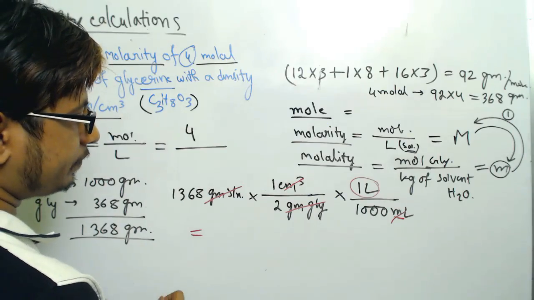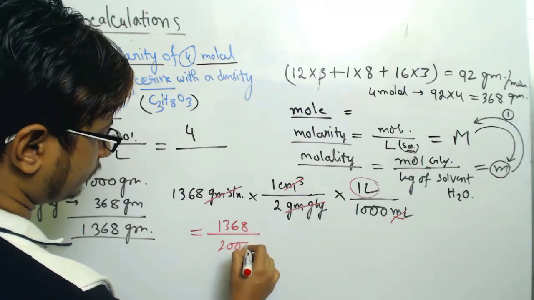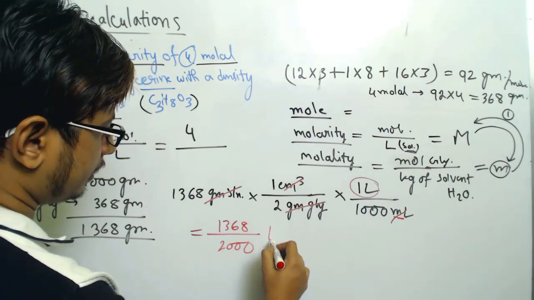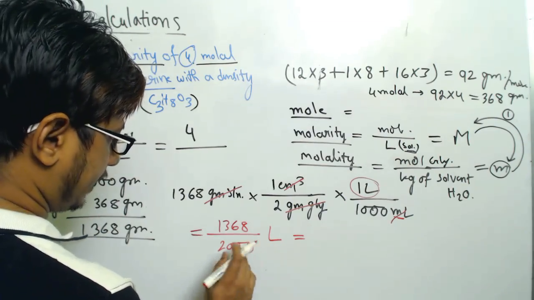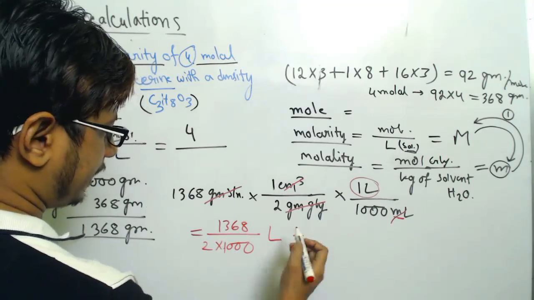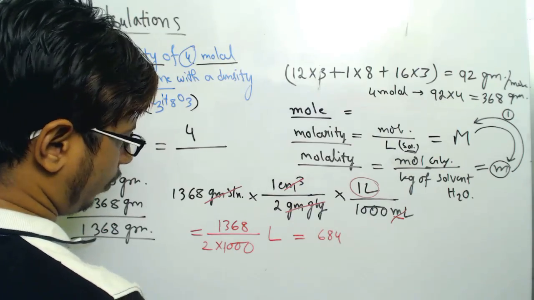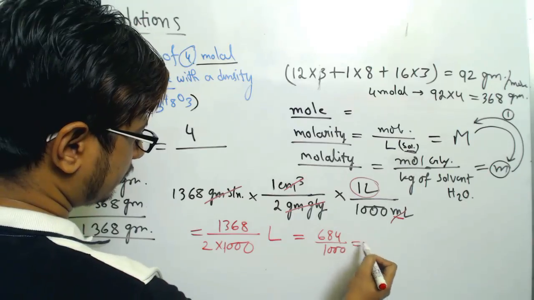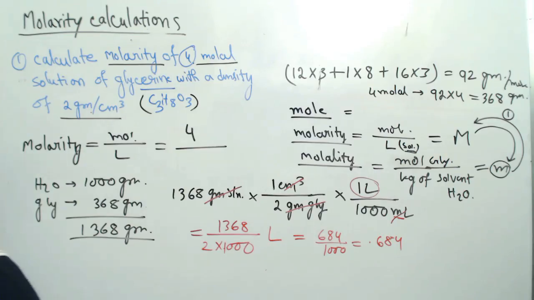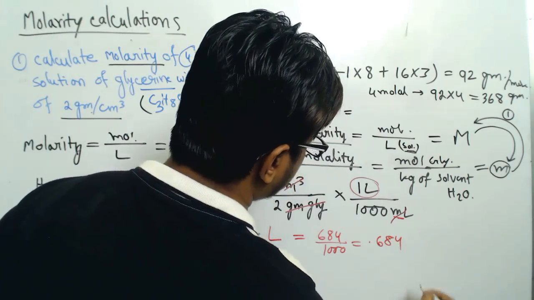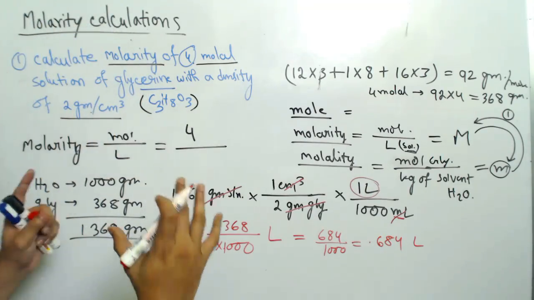How? 1368 divided by 2000, that much liters. That's what we've got. So you can simply solve this: if we write it like 2 into 1000, then we can say 684 divided by 1000, so 0.684. That's what we are going to get. So 0.684 liters is the total volume of the solution.